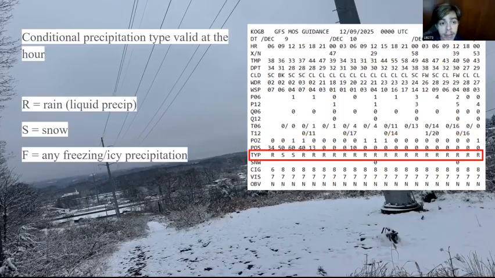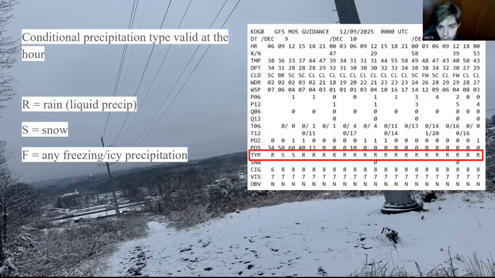TYP is the type of precipitation, the conditional precipitation type at that hour, and it could be R, S, or F. R is going to be a liquid situation, rain, or sometimes even a little bit of snow mixed in with the rain. But if it's mostly just liquid, it's R. And when we say conditional, we're basically saying it's if there is precipitation, this is what it would be.